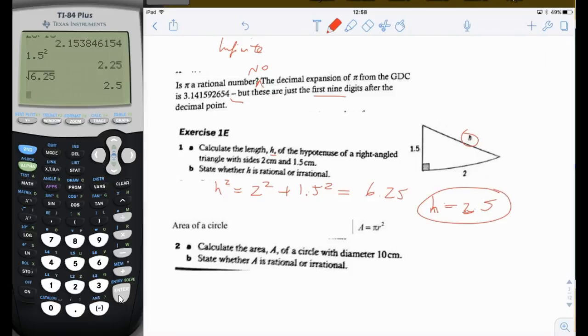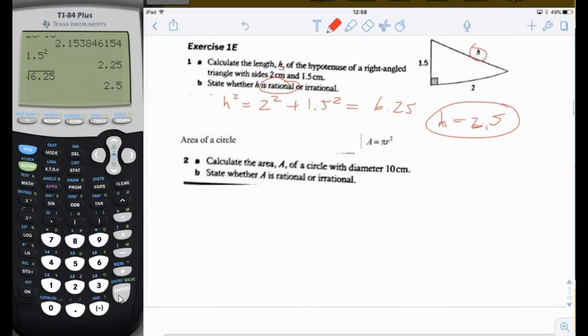State whether h is rational or irrational. It is rational. Okay, calculate the area A of a circle with diameter 10 centimeters. There's the formula for the area of a circle. So we have the diameter is 10 centimeters. Remember, the radius is half of the diameter, so the radius would be 10 divided by 2. So it would be area equals pi times 5 squared, which is equal to 25 pi.